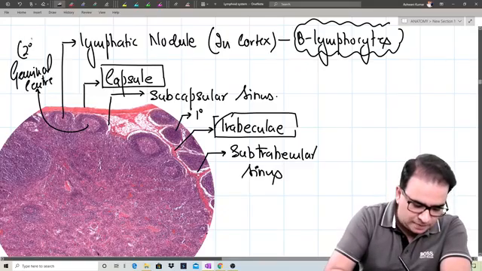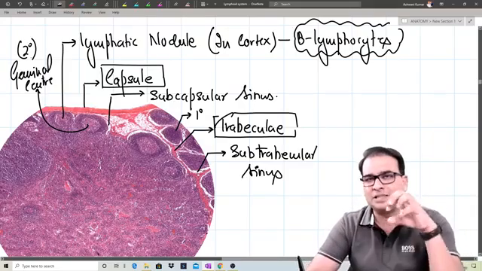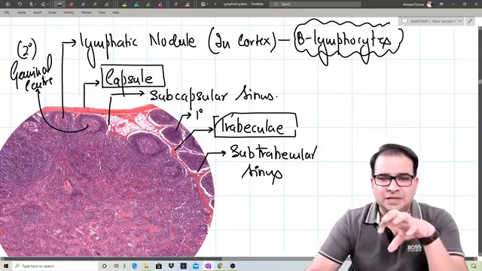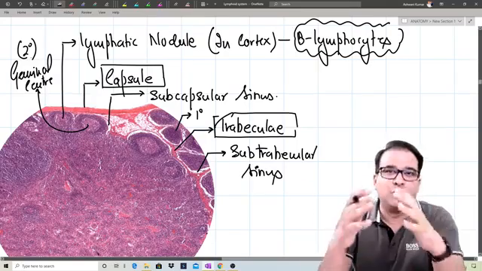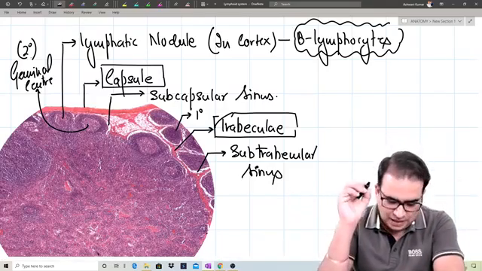That's a secondary lymphatic nodule, where you can see the pale stained center. So we have more of a lymphoblast present in the center, and then they mature and move toward the periphery actually. So the central part is basically pale stained here.